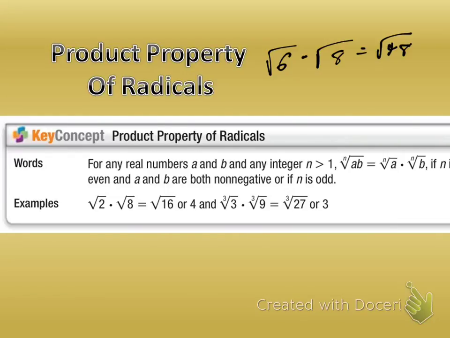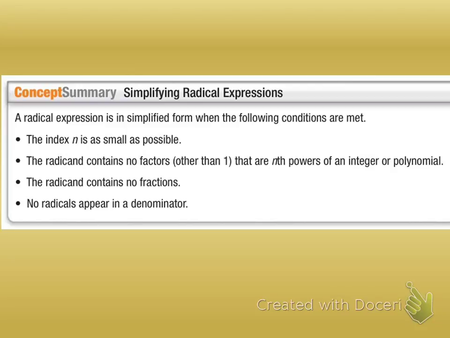Now, this slide is going to tell you things that you need to make sure are true before you circle your final answer. Because if these things are not true, you are not done. First one, the index is as small as possible. 99% of the time, that's not going to be an issue. For you guys, it's probably closer to 100% of the time. Your second one, the radicand contains no factors other than 1 that are nth powers of an integer or polynomial.